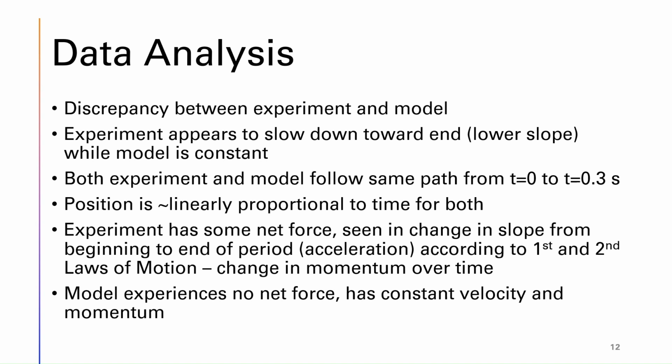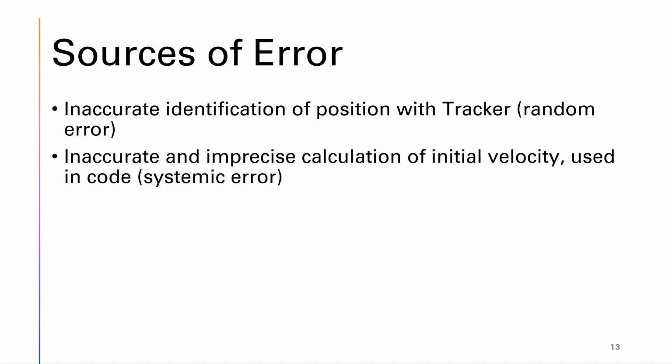The position is about linearly proportional for both, although it's exactly linearly proportional for the model and not exactly so for the experiment. Because of this difference in velocity from the beginning to the end, that means that there has to have been some net force in the experiment, according to the first and second laws of motion, and also a change in momentum over time. The model doesn't experience any net force, and because of that, it has constant velocity and momentum and a linear path of position over time. Sources of error could be inaccurate identification of position with tracker, which would be random error, and inaccurate and imprecise calculations of the initial velocity used in the code, and that would be a systematic error.